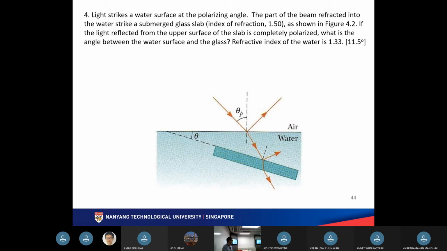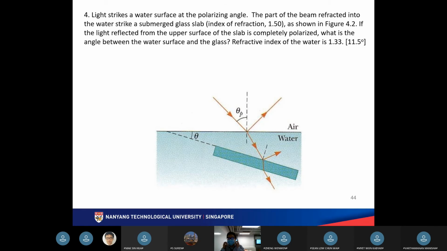In the final examination or in your quiz, if you see keywords like polarizing angle, incident at the polarizing angle, incident at the Brewster angle, or the reflected light is completely polarized, that all means the incident angle is the Brewster angle. You should apply tangent theta I equal to n2 divided by n1 to find out your incident angle.